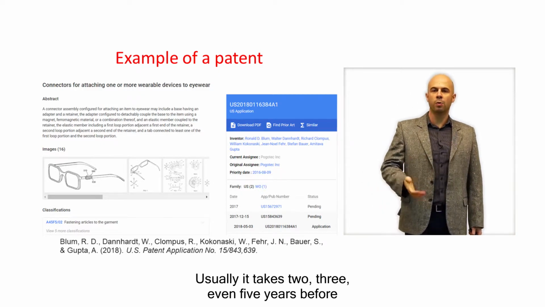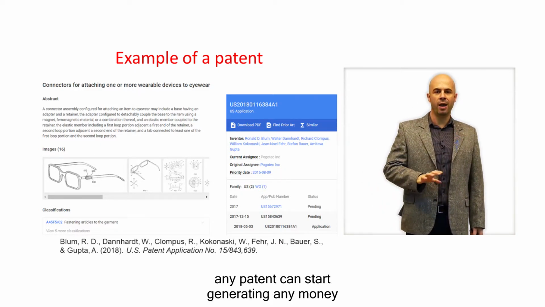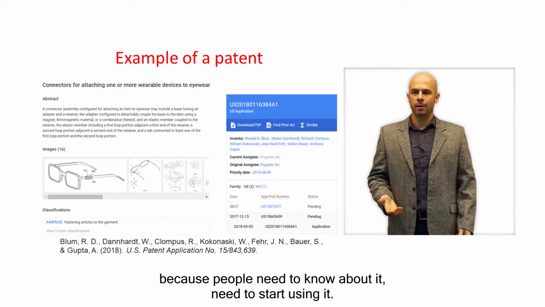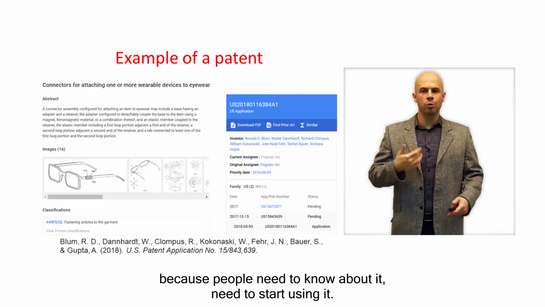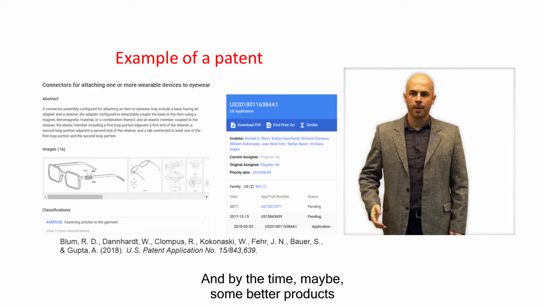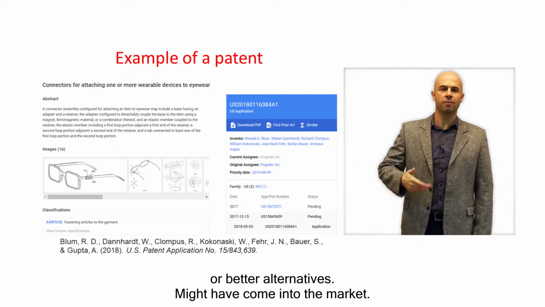Usually it takes 2, 3, even 5 years before any patent can start generating any money. Because people need to know about it, need to start using it. And by that time, maybe some better products or better alternatives might have come into the market.